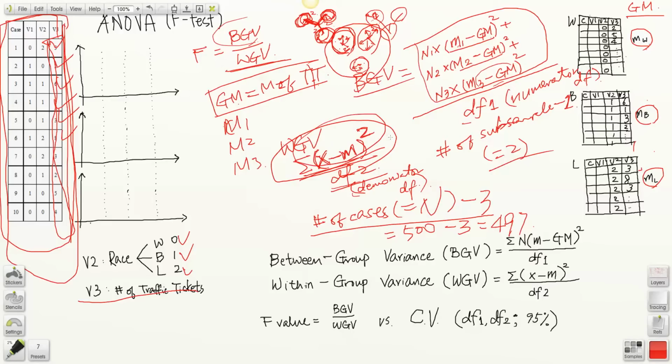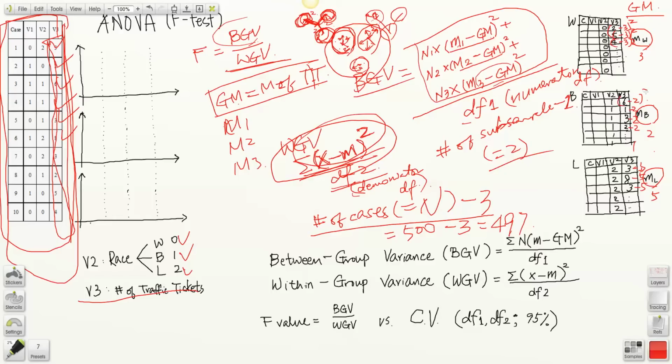And to be specific about this numerator calculation, it is like this. If your mean number of tickets for the white subsample is 3, and your mean number of traffic tickets for the black subsample is 2, and if your mean number of traffic tickets for the Latino subsample is 5, then you subtract your subsample mean from each and every case in a subsample, and then you square them, each and every one of them.